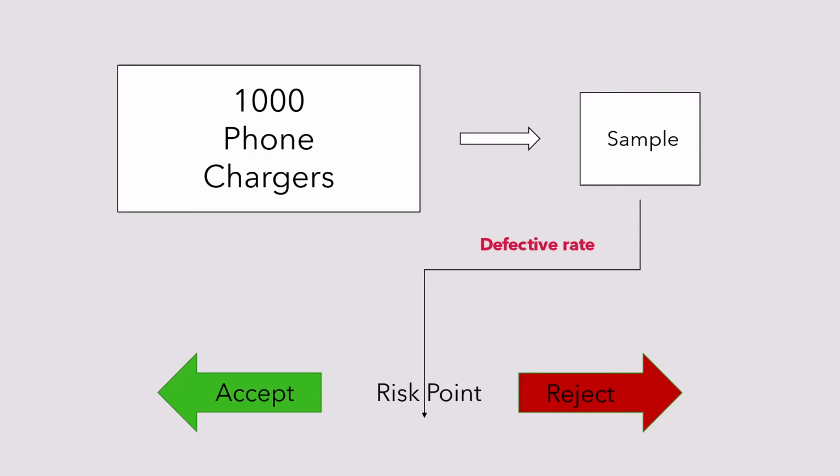Now, a good example of this would be if I receive a package of 1,000 phone charger cables, which is our lot, and I'll decide whether or not to accept it or reject it. Much like any sample, I would find the defective rate, and then if I find that the defective rate is relatively high compared to my risk point, I'll reject it, but if it's relatively low, I'll accept it.